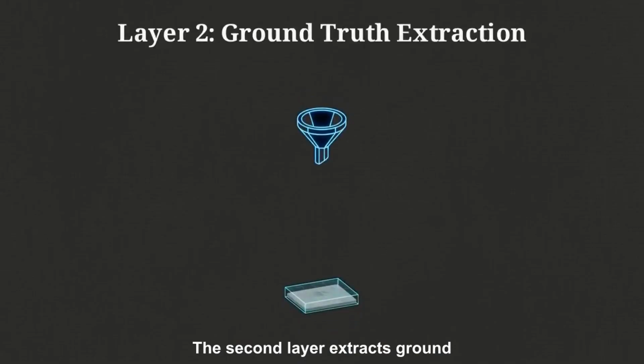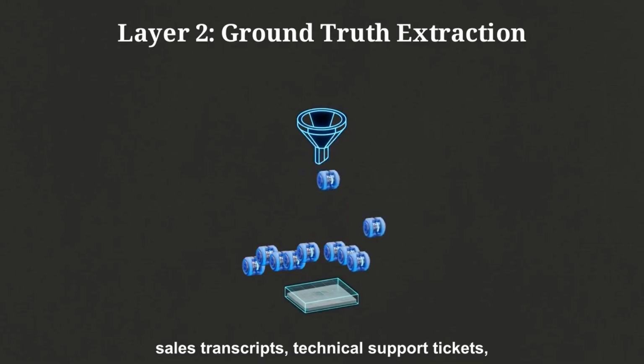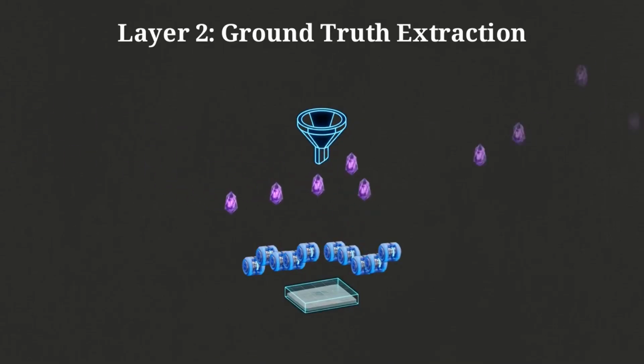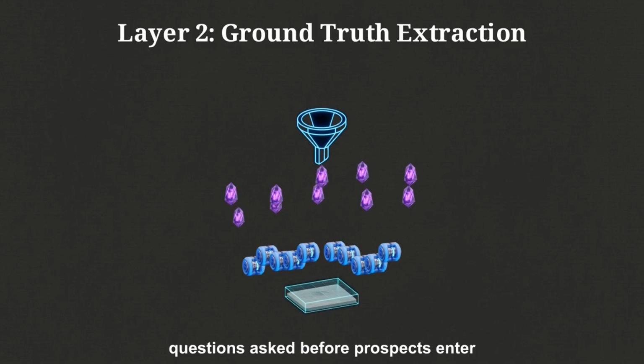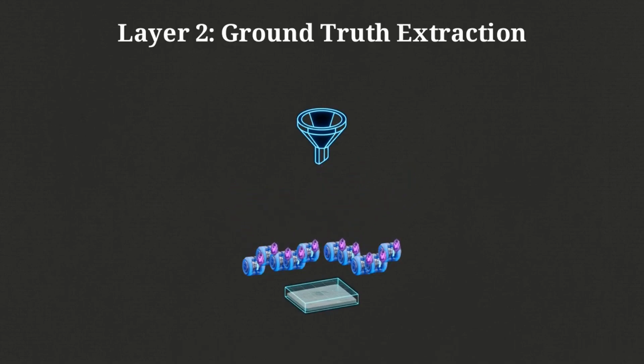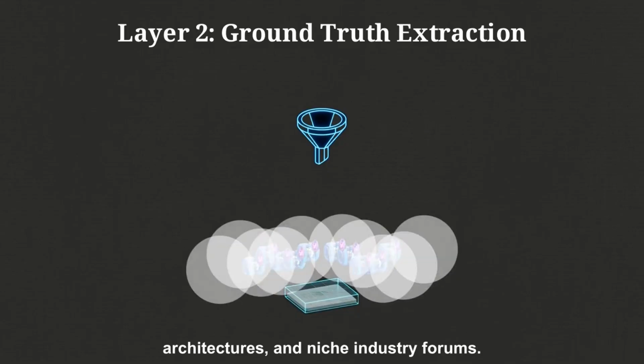The second layer extracts ground truth data from your buyers. This requires mining internal data nodes from pre-awareness channels. You pull directly from unedited sales transcripts, technical support tickets, and raw CRM logs. You pair this with external data nodes to capture the questions asked before prospects enter your funnel. You target technical subreddits, Discord architectures, and niche industry forums.